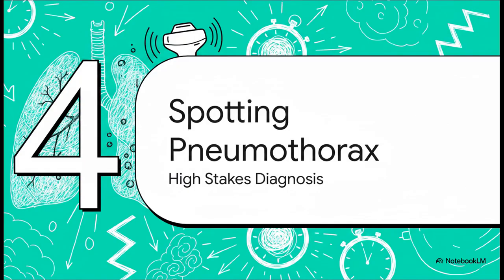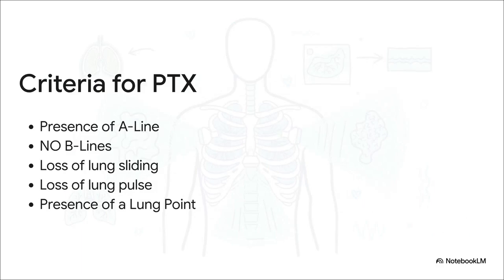Now for Section 4, spotting a pneumothorax. When the stakes get even higher, like a life-threatening collapsed lung where literally every second counts, we have to rely on a definitive diagnostic checklist. Diagnosing a pneumothorax, or PTX, isn't just about finding one weird artifact. You have to verify this very specific combination of what's missing and what's present. You need to see A-lines. You must see absolutely no B-lines. You're going to observe a complete loss of lung sliding and a loss of the lung pulse, which is that subtle cardiac movement usually transmitted to the pleura.